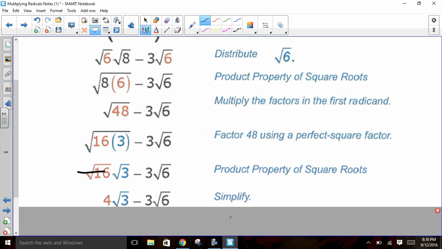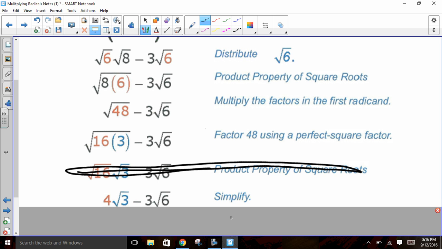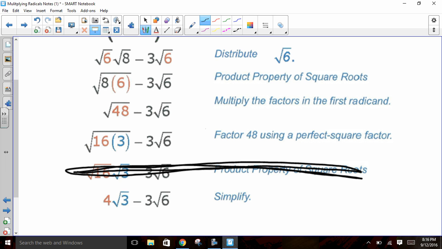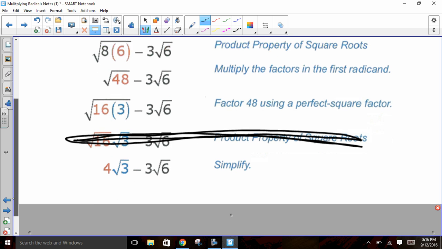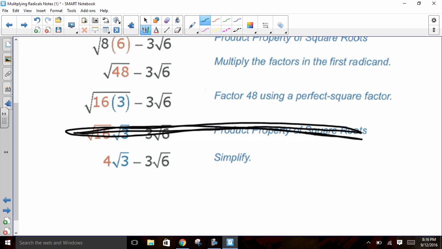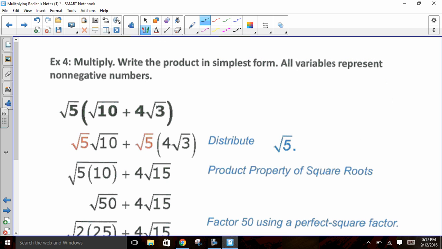And I don't really like that step. When you talk this one out, the square root of 16 is 4. The square root of 3 stays alone. I have my 3 square root 6. I ask myself, can I simplify those? Nope, 2 different answers, 2 different variables, 2 different numbers underneath, so I cannot simplify.